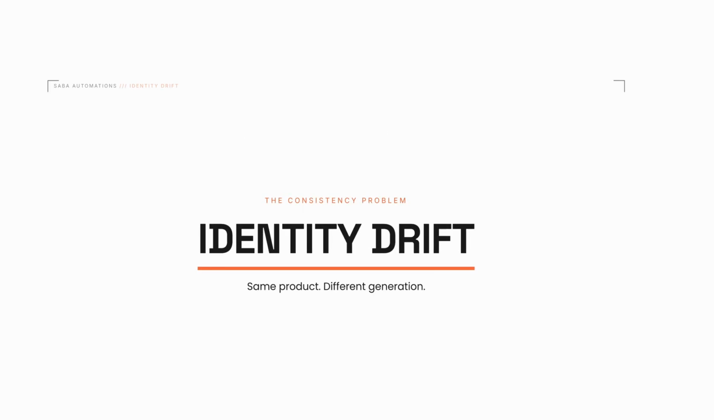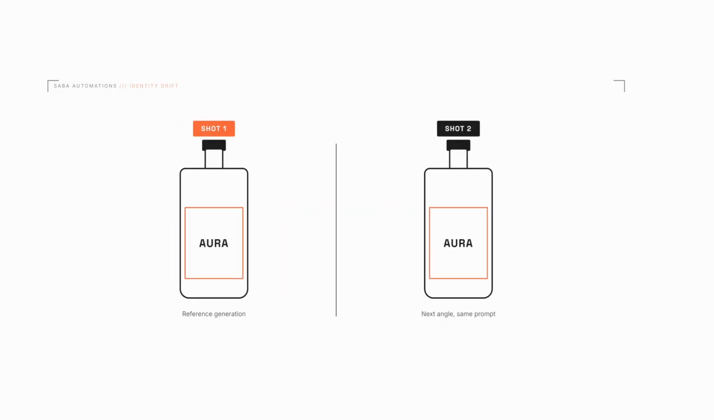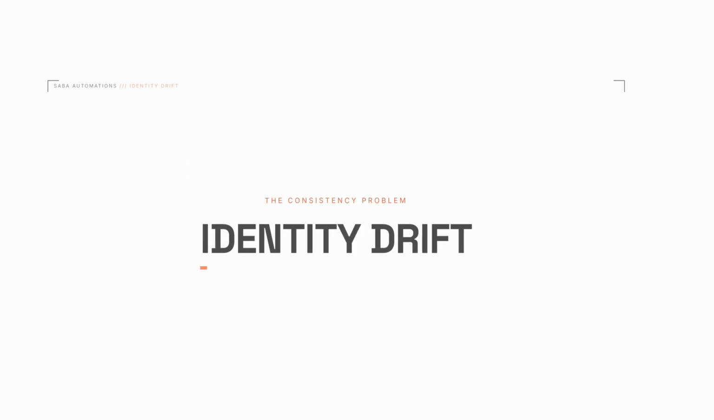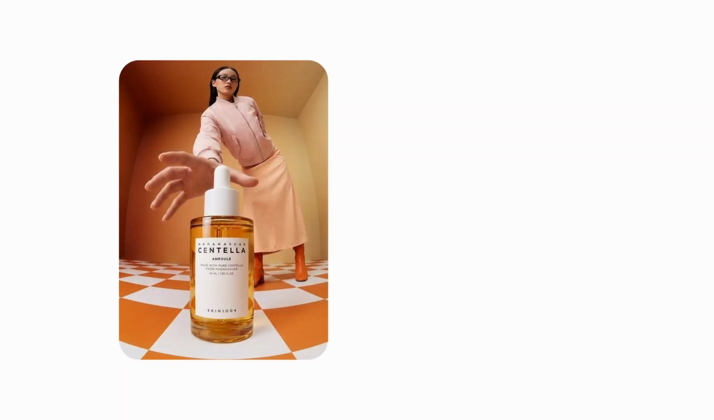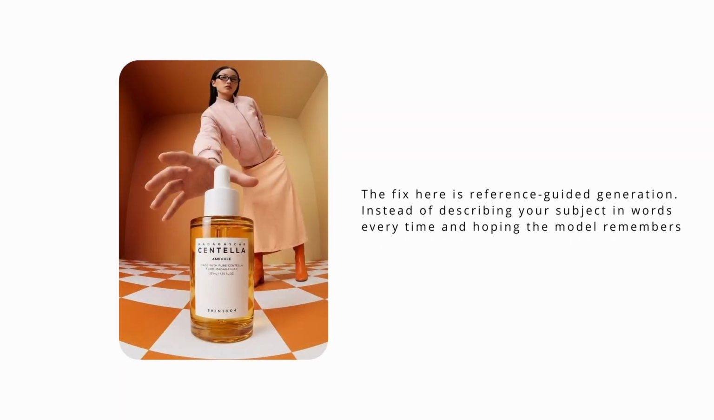Problem 2, and honestly the most frustrating one, identity drift. You generate a product shot, it looks perfect, you generate the next angle of the same product and the label font changed or the bottle shape shifted slightly. For characters it's worse. Faces subtly morph shot to shot. The fix here is reference guided generation.